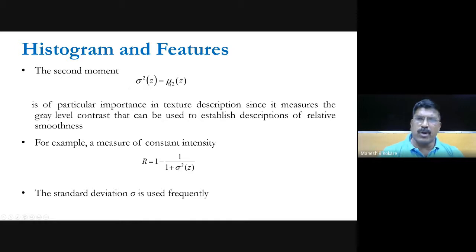and the second moment is nothing but your variance, or the standard deviation, which is of particular importance in texture description, since it measures the gray level contrast that can be used to establish a description of relative smoothness. So from the second moment you can come to know the relative smoothness. For example, a measure of constant intensity R is equal to 1 minus 1 upon 1 plus sigma square z, that is your second moment. So you can basically measure the constant intensity. The standard deviation sigma is used frequently, everybody knows, in histogram features and so on.